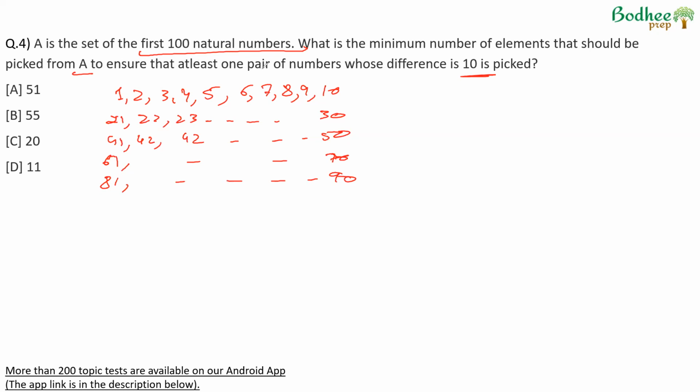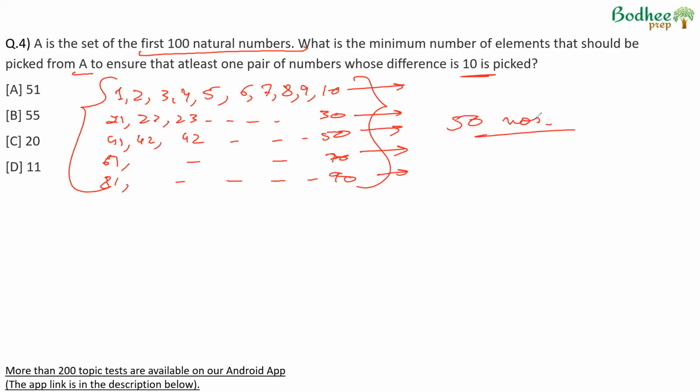That should ensure that at least one pair of numbers with difference 10. If we pick these 10, 10, 10, 10, 10, 10, these 50 numbers, there is a possibility that there might not be any two numbers which have a difference of 10. But if we pick any one extra number, that number will have a difference of 10 from one of the existing numbers. Therefore, once we have picked up 51 numbers, we can be sure there is at least one pair whose difference is 10. And that becomes the minimum number of elements to be sure that the difference is 10.